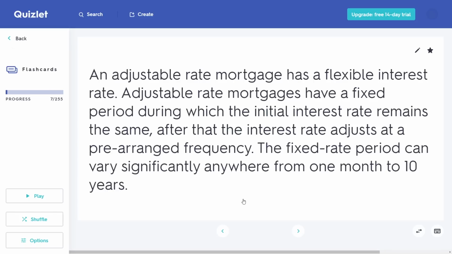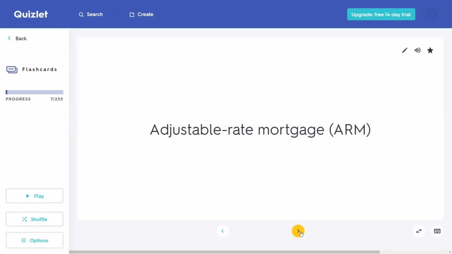So that's why typically you see more fixed rate mortgages. Those are much more common. But hey, an adjustable rate mortgage is an option for people. And of course, it's something that you need to know as a real estate agent or real estate professional. So, all right. A little bit of a long one there, but important.